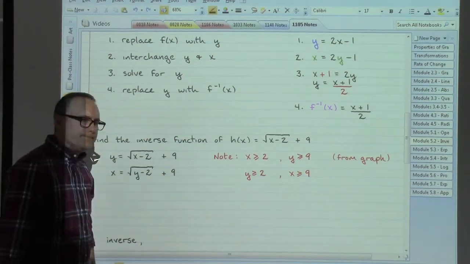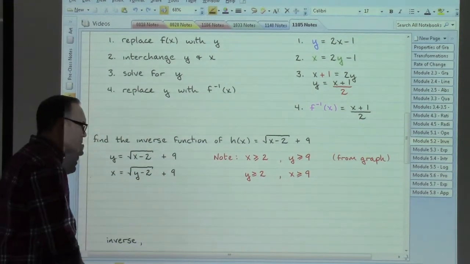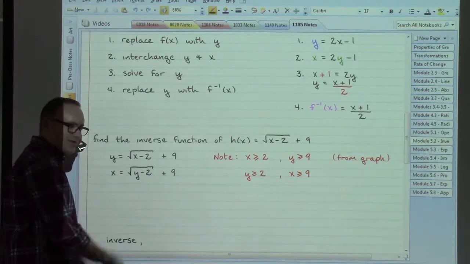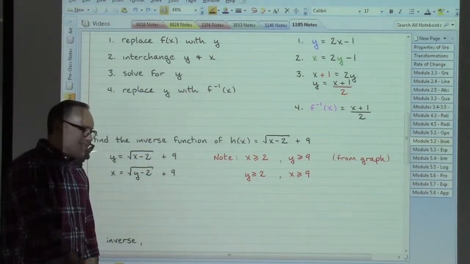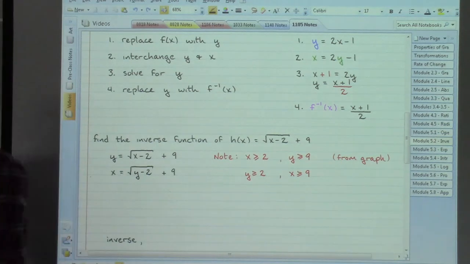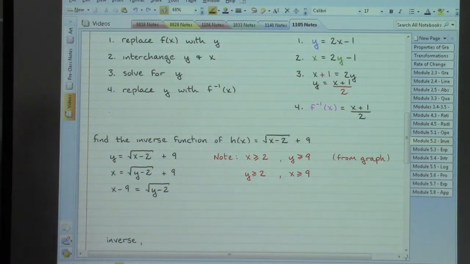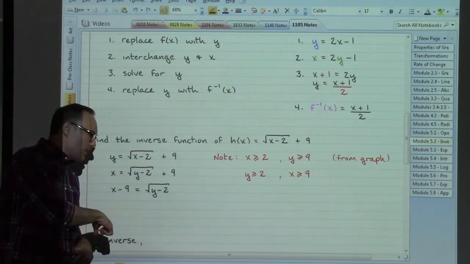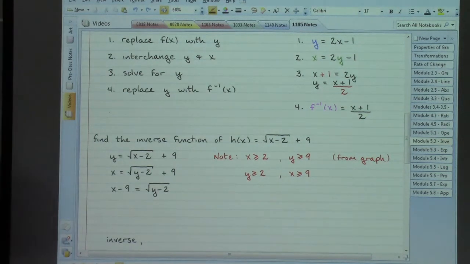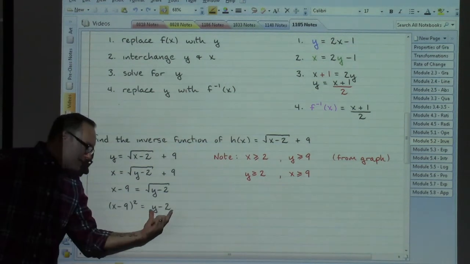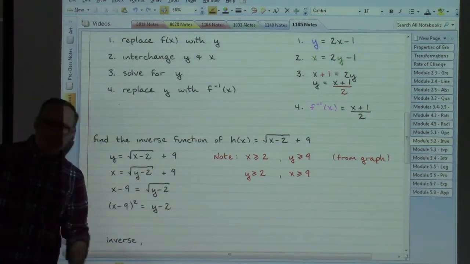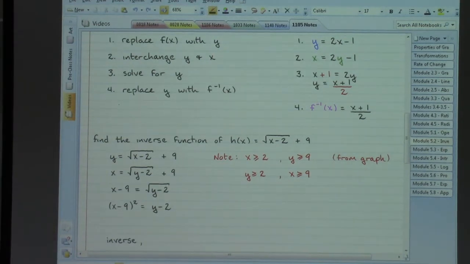Solve for y. So now we've got to bring in our algebra stuff. I've got a square root showing up, so that means I've got to get that square root by itself. Going to have to subtract 9 on both sides. Got to get rid of the square root. A square gets rid of the square root, so I'm going to have to square both sides. Still got to solve for y. One last thing to do: add 2 on both sides to get the y completely and totally by itself.